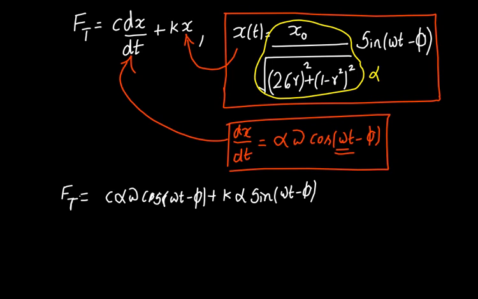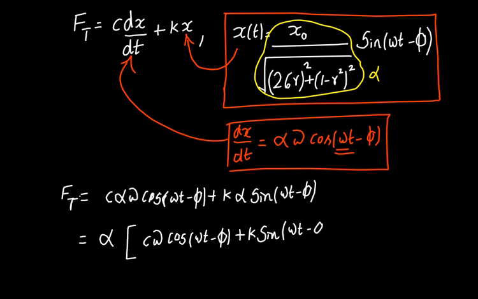So that is equal to, now in the next step what I'm actually going to do is pull this alpha common outside. So I'll be getting alpha into c into omega into cos(omega t minus phi), plus k into sine(omega t minus phi), fine.